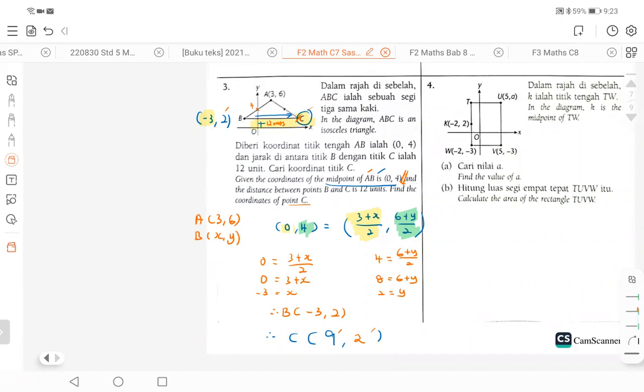Negative 3 plus 12, Erwin. Negative 3, because it moves to the right side, like what we have learned in chapter 1, form 1, going to the right side, plus, right? Negative 3 plus 12. So do you get +9? Yeah, okay. So it's +9.